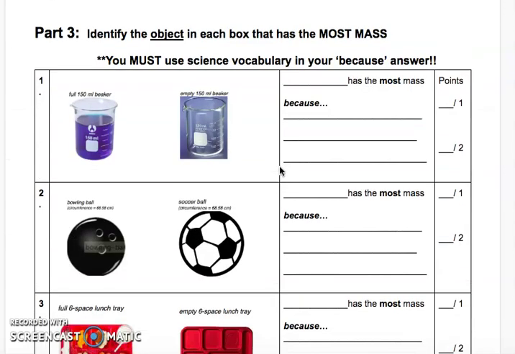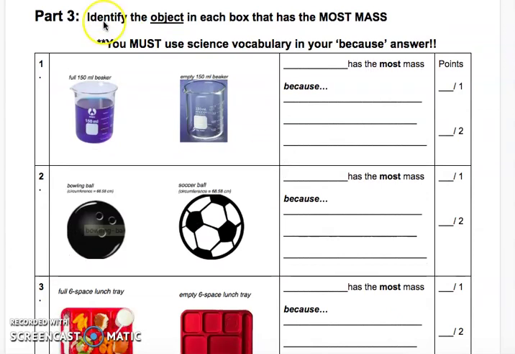All right, students, part 3. Identify or find the object in each box right here that has the most mass, the most. You must use science vocabulary in your answer, in your because. You must use the words that go with mass.